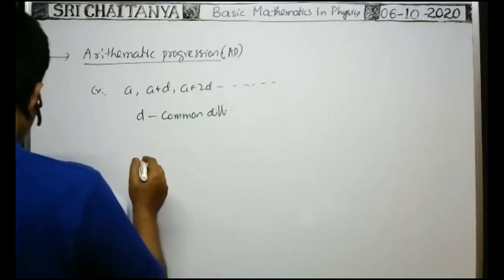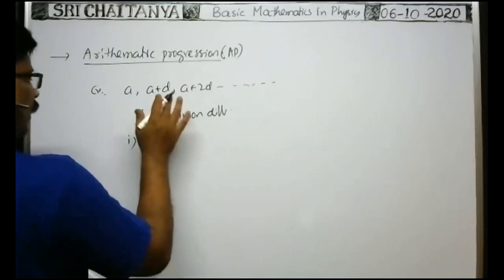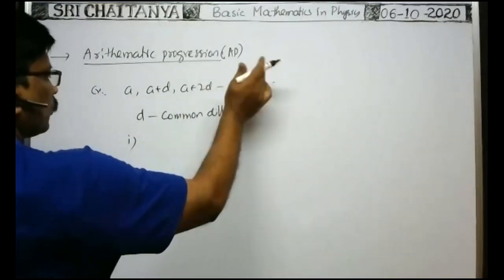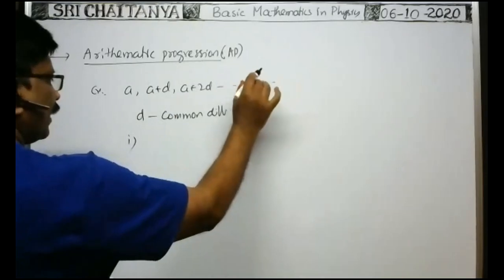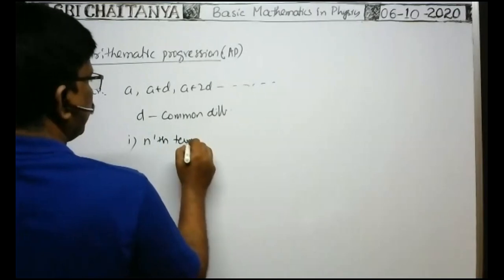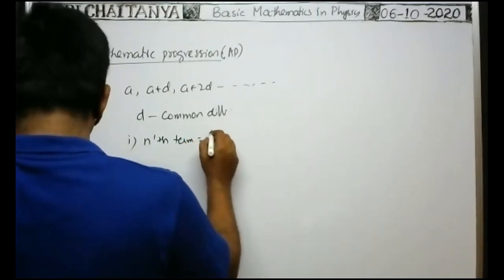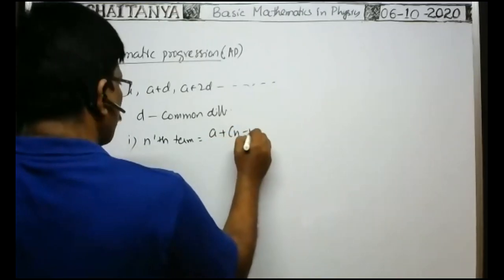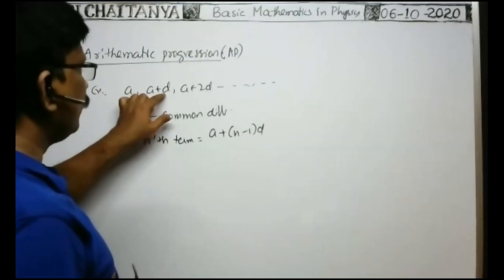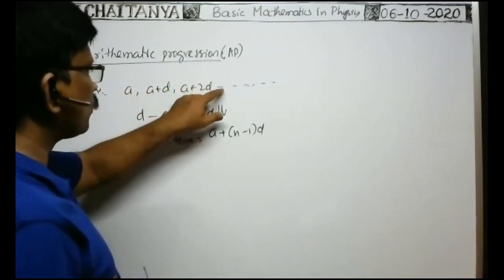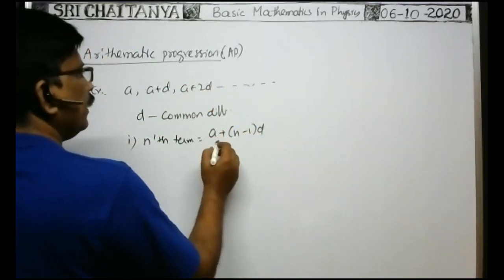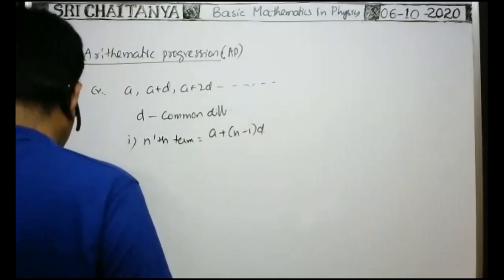Now the nth term in AP. Here a, a plus d, a plus 2d have come, right? If we take the nth term, it is equal to a plus n minus 1 into d. Actually, look: the first term is a, for the second term it is 2 minus 1 into d, for the third term it is 3 minus 1 into d, and for the nth term it is n minus 1 into d. So the nth term is a plus n minus 1 into d. It is the nth term.